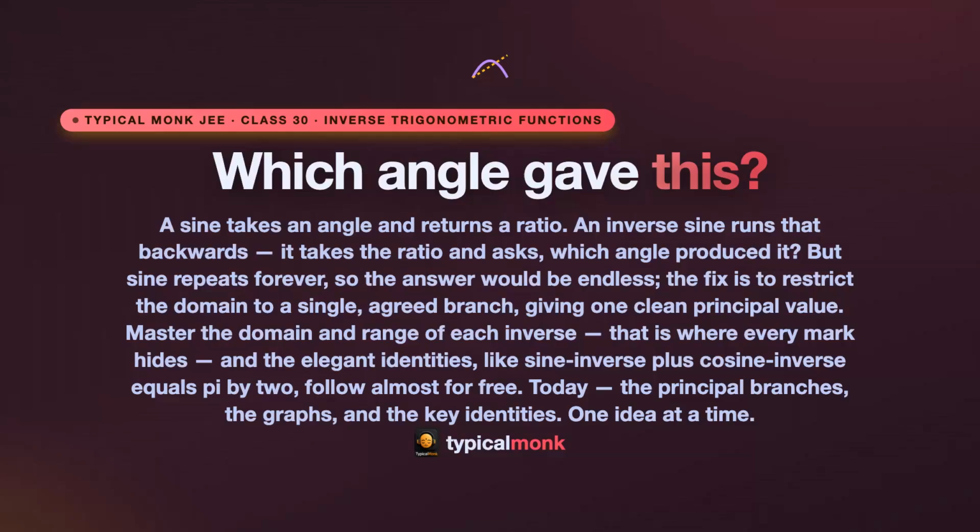Master the domain and range of each inverse. That is where every mark hides, and the elegant identities, like sine inverse plus cosine inverse equals pi by 2, follow almost for free. Today, the principal branches, the graphs, and the key identities. One idea at a time.